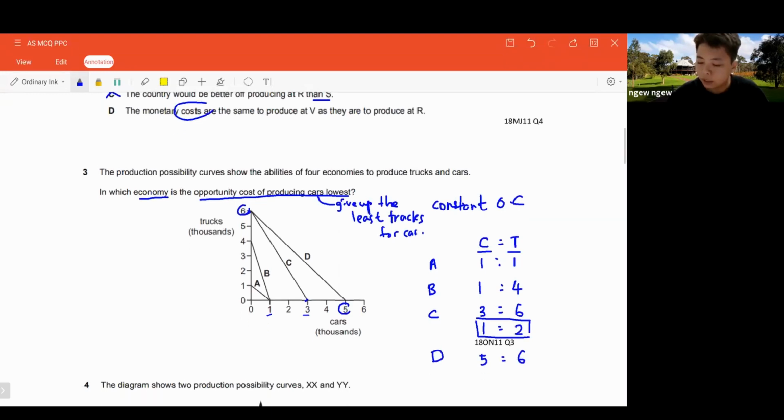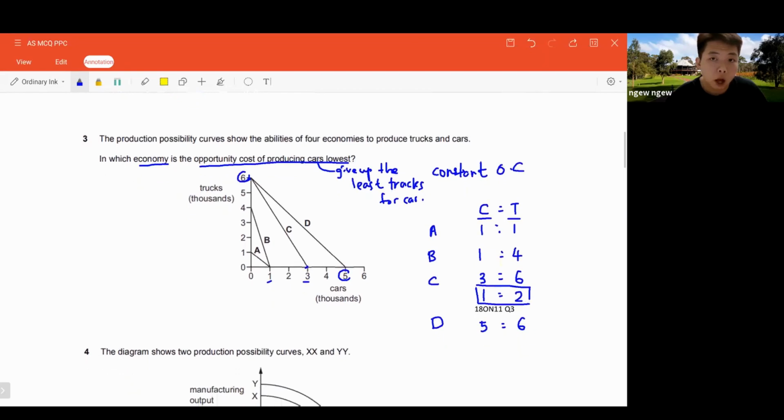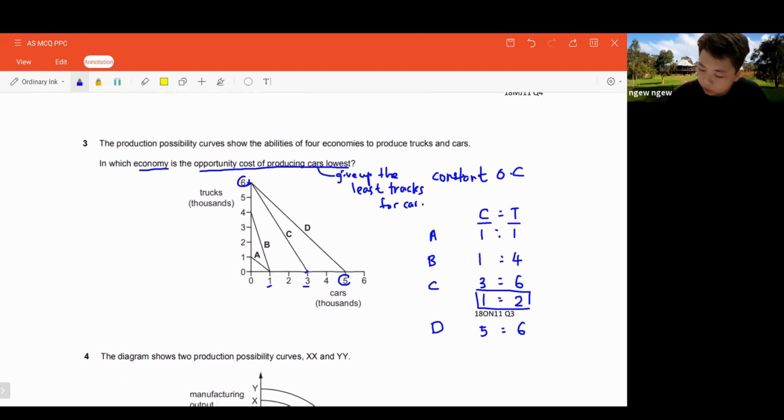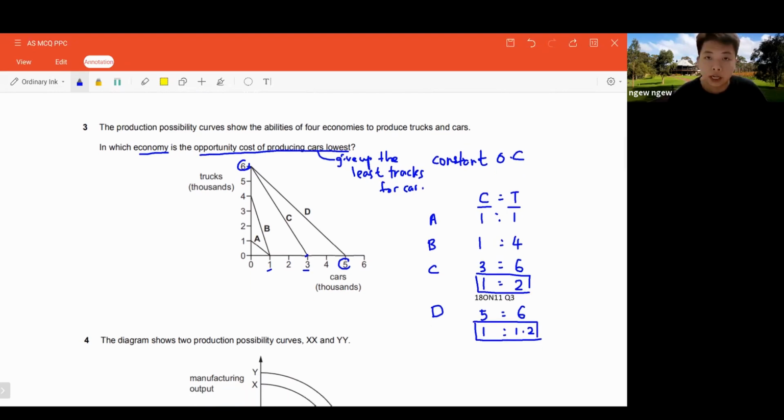Then again, we break it down because we want to find out the opportunity cost of 1 car. So it's like 1 car to how many units? 6 divided by 5 should be 1.2, but definitely it's more than 1 now. Okay, let's interpret this figure again.